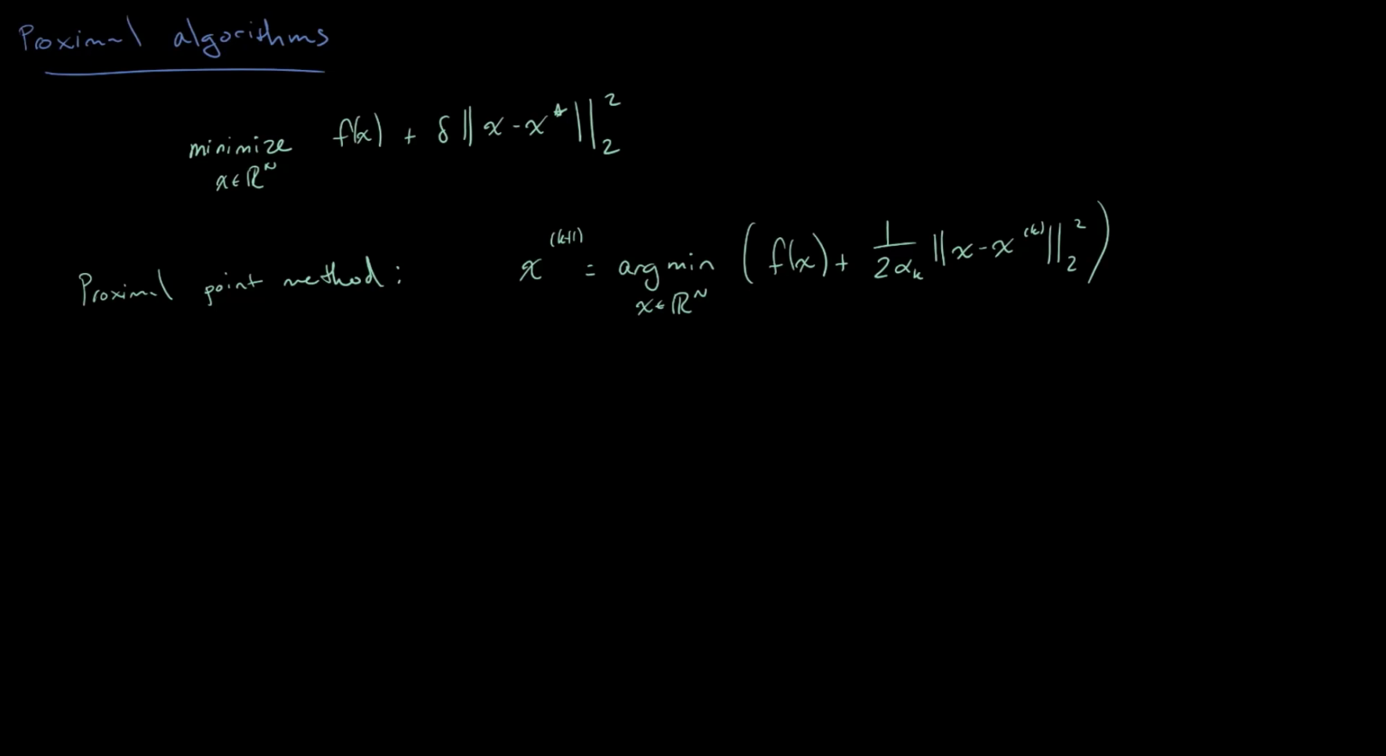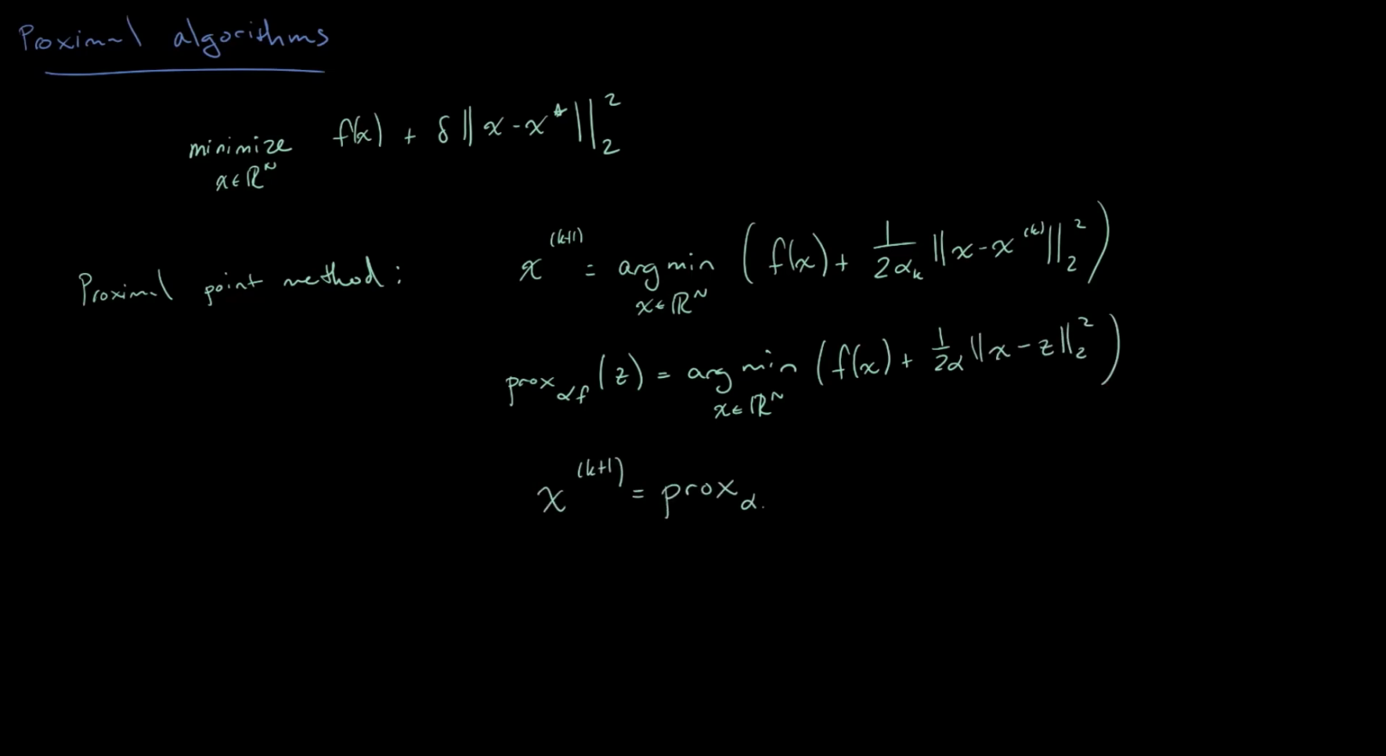We call this mapping that takes xk to produce xk plus 1 by solving this optimization problem the prox operator. So prox alpha f of z is just going to be the solution to this optimization problem when z controls our regularizer. And we can then use this notation to very concisely write xk plus 1 is just prox alpha k f of xk.